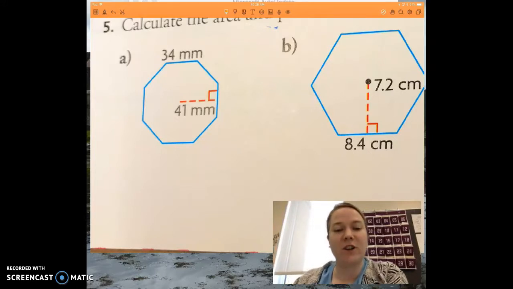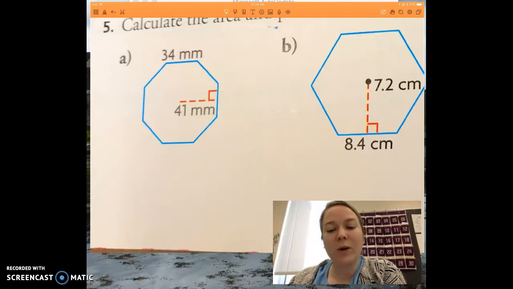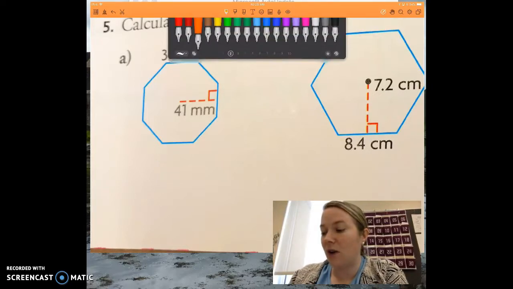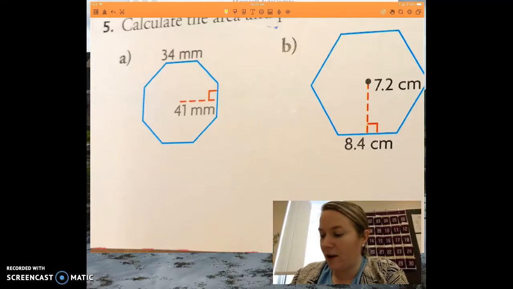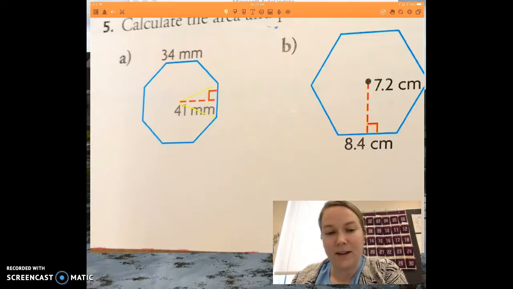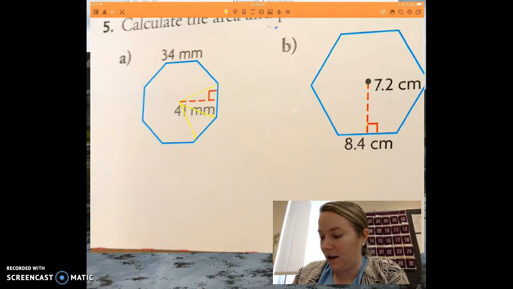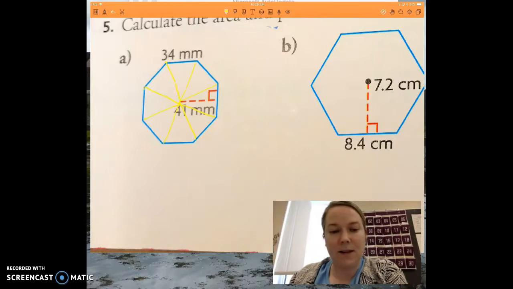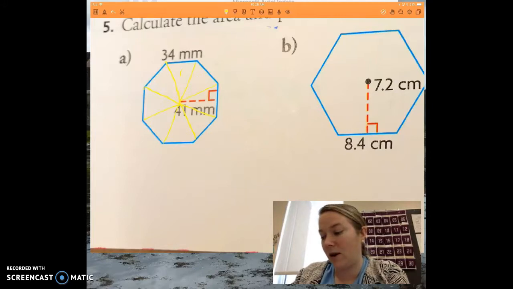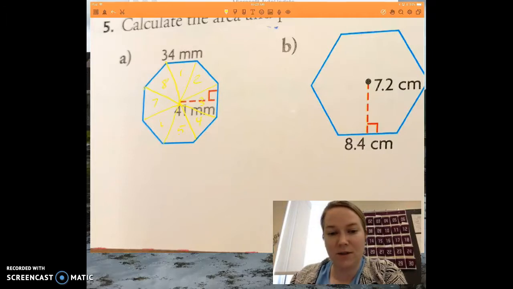So you can see the very first one we're looking at has 8 sides. 1, 2, 3, 4, 5, 6, 7, 8. So it is an octagon. And we're going to divide this octagon into triangles. So if we draw a straight line from the very center to the outside like that, you can see I've made a triangle, and I can continue to make triangles from each point like that. How many triangles do I have? Exactly the same number of triangles as I have sides. I have 1, 2, 3, 4, 5, 6, 7, 8 triangles.